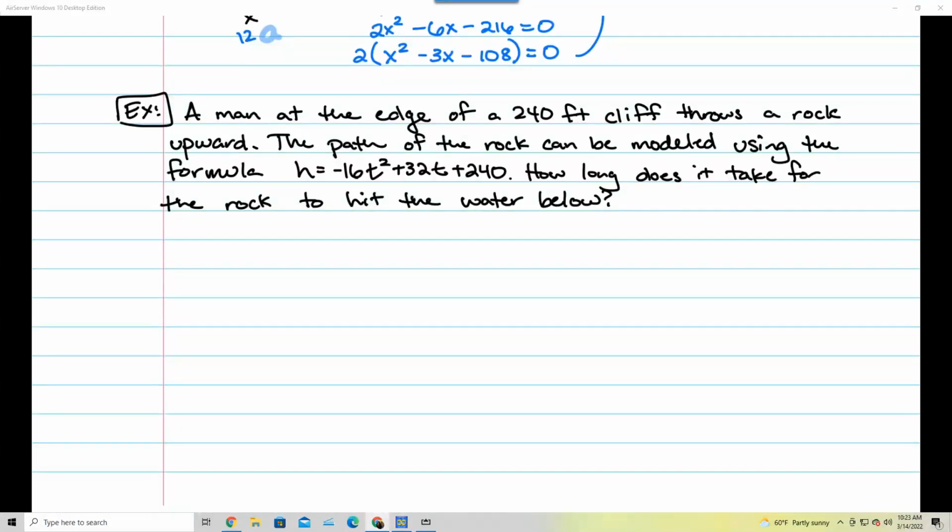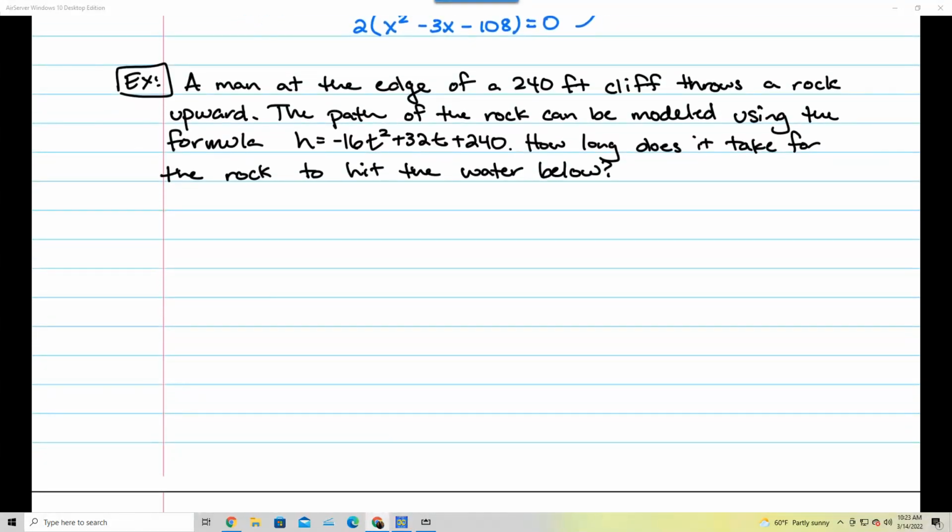Okay, so if you want to picture what's going on, there's this man standing by the edge of a cliff, and he takes a rock and chucks it up in the air over and down the cliff, and he's trying to figure out how long it is going to take for this rock that he threw, we'll draw the rock right here, to hit the water. Remember, right now he's about 240 feet above the water.